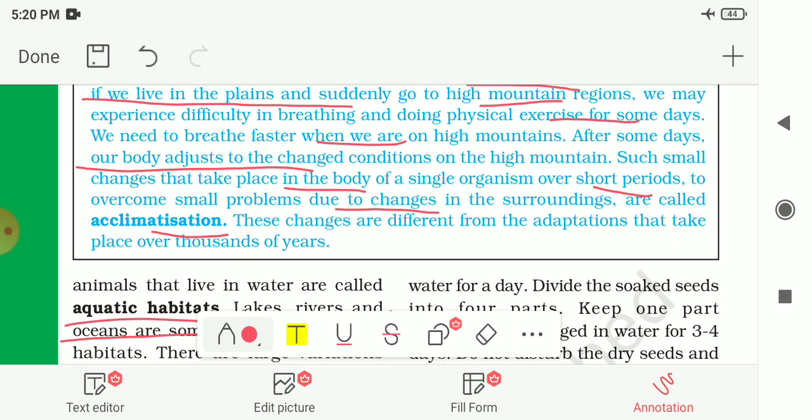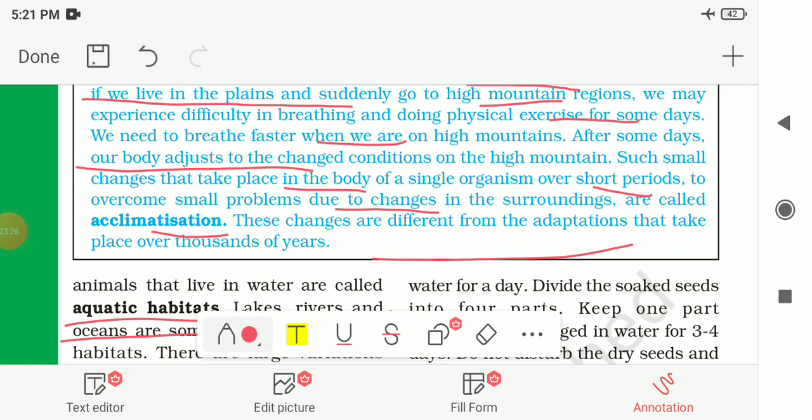These changes are different from the adaptation that takes place over thousands of years. We had seen that the organisms living in a particular habitat have some special features, which are known as adaptation. This adaptation takes place over thousands of years, while acclimatization can happen after practicing for a few days, and it is for a short period of time. So acclimatization and adaptation are different things.